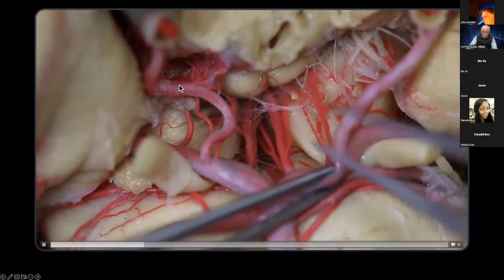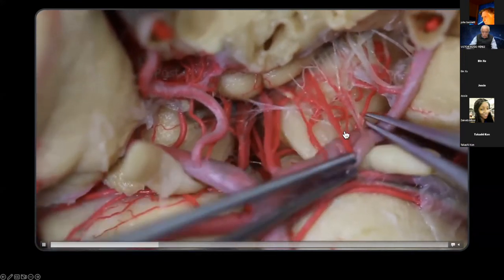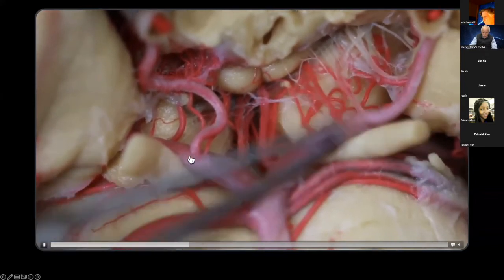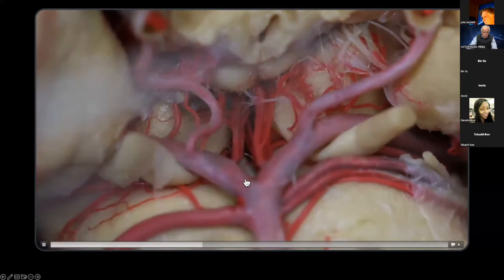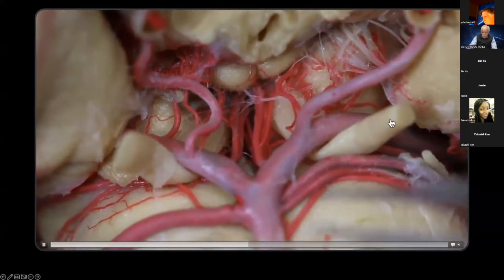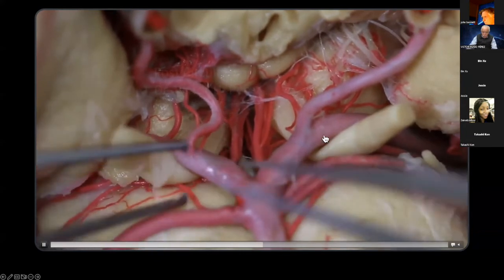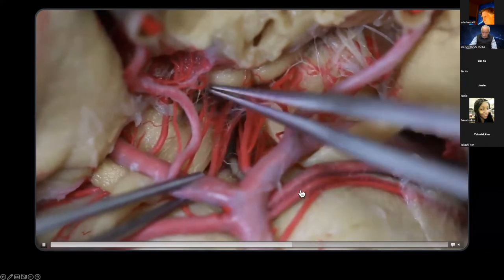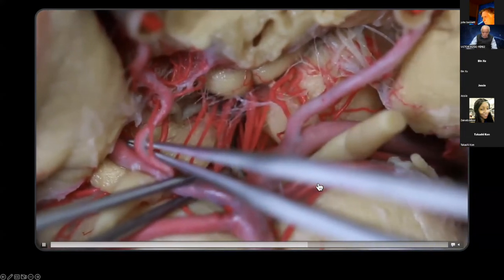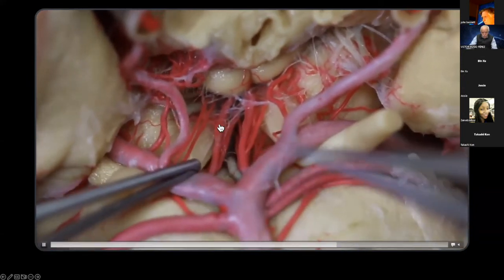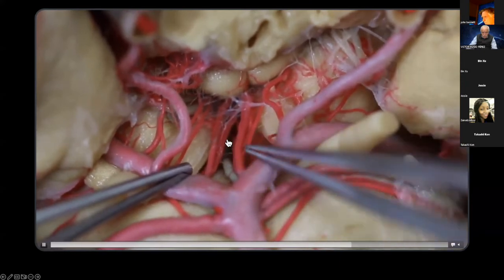Both posterior communicating arteries are smaller than the posterior cerebral arteries. This is the normal pattern of presentation of this posterior part of the circle of Willis. This is the third cranial nerve between the posterior cerebral arteries and the superior cerebellar arteries. Interpeduncular fossa, posterior interpeduncular fossa.